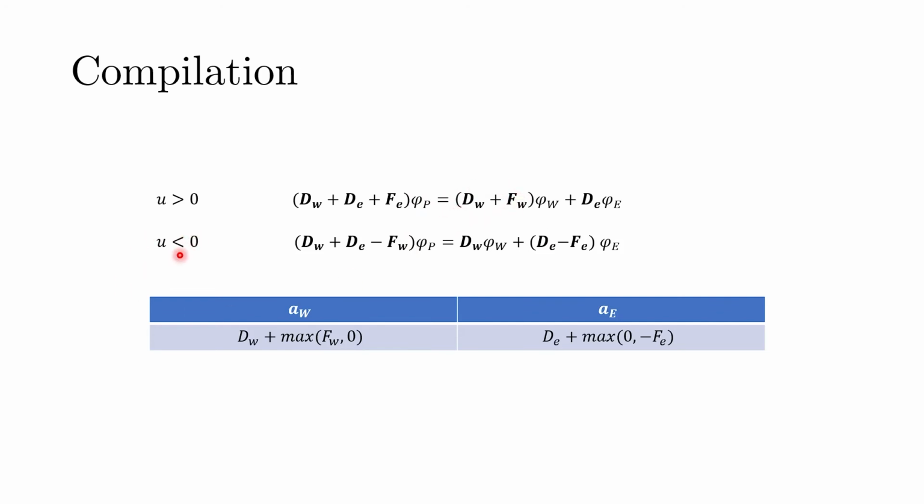And similarly, if U is less than 0, we have FW as some negative entity this time because rho into U would be less than 0. And the maximum of a negative quantity and 0 is 0. So if U is less than 0, we recover simply the dW. And you can try to cross verify this for the coefficient AE as well. I hope that I haven't made any algebraic mistakes, so you can double check that.